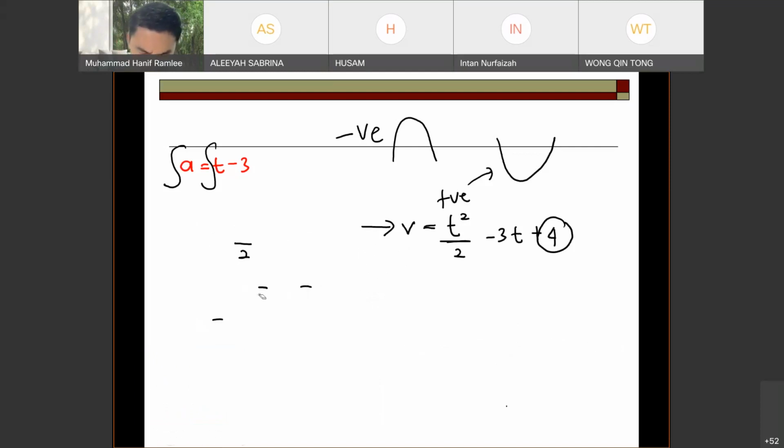This is mathematics, no need to explain I think. Right, but never mind, I will explain. Supposedly no need to explain. This is mathematics. Okay.